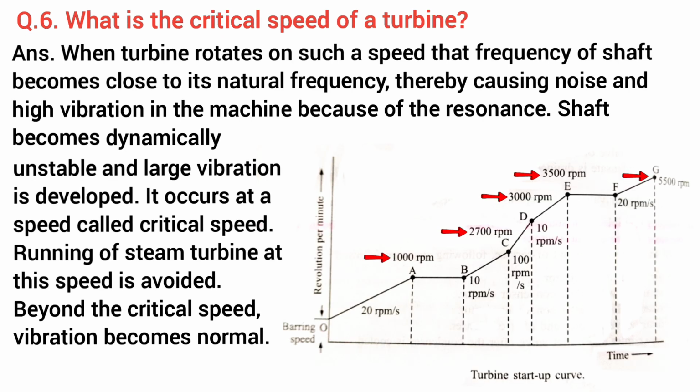When turbine rotates on such a speed that frequency of shaft becomes close to its natural frequency, thereby causing noise and high vibration in the machine because of the resonance. Shaft becomes dynamically unstable and large vibration is developed. It occurs at a speed called critical speed. Running of steam turbine at this speed is avoided. Beyond the critical speed, vibration becomes normal.